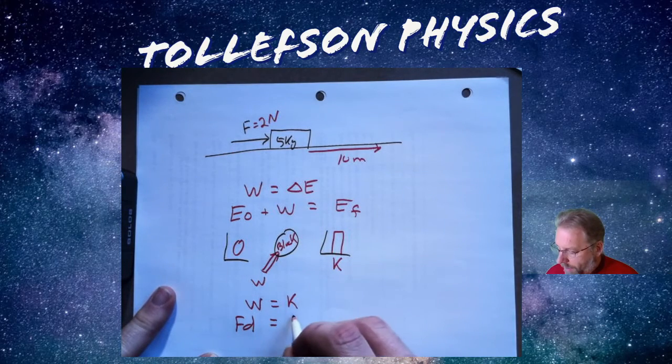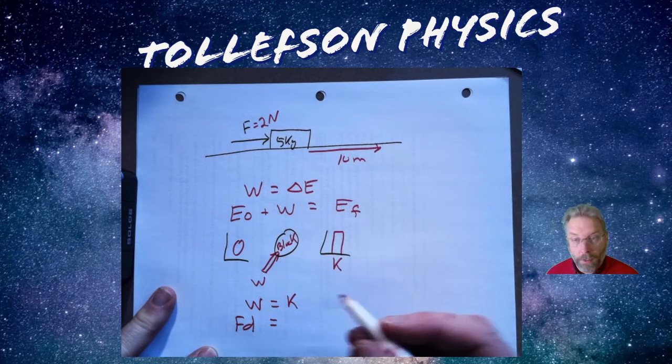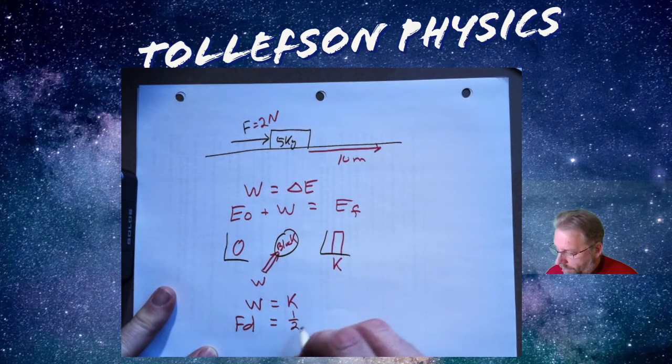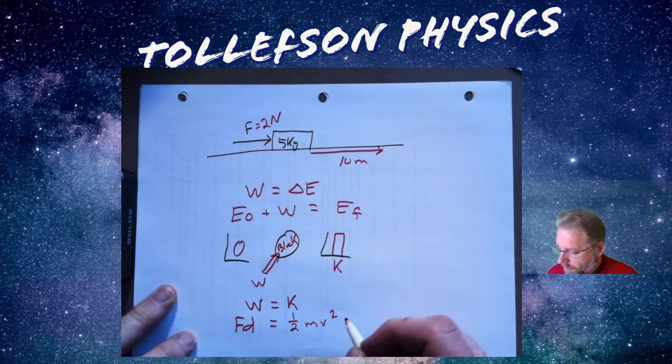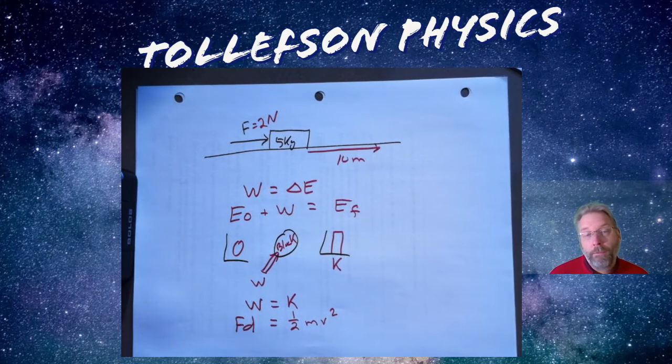And that will end up equaling the kinetic energy, which is 1/2 the mass times the velocity squared. Based upon this information, I can calculate the velocity of that block at the end of the push, and I'm assuming there's no friction. If there's friction, then my net force would be different, and that would change what the velocity is. But in this case, the net force will just be the pushing force of 2 newtons.